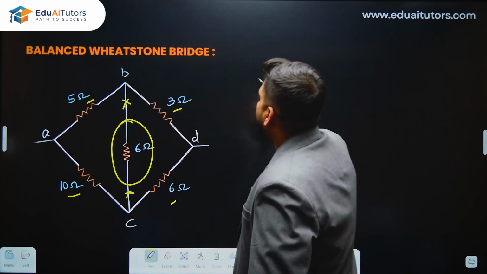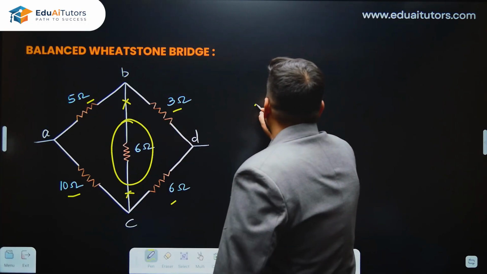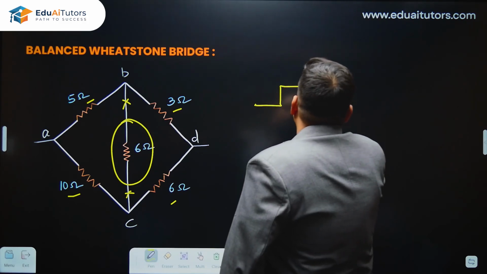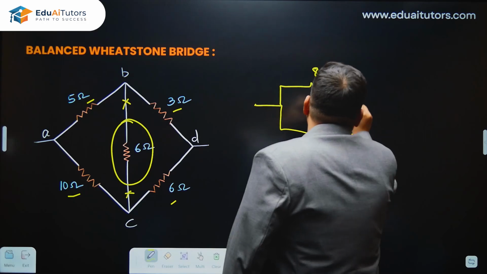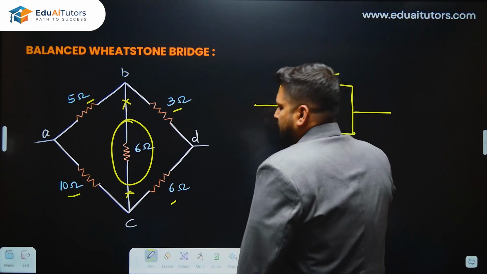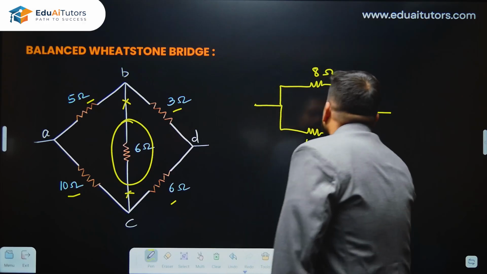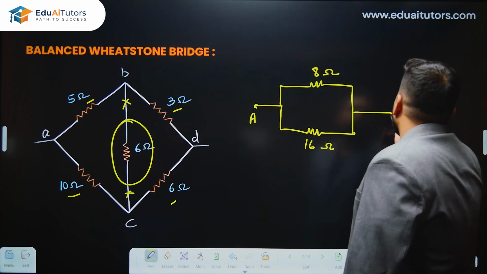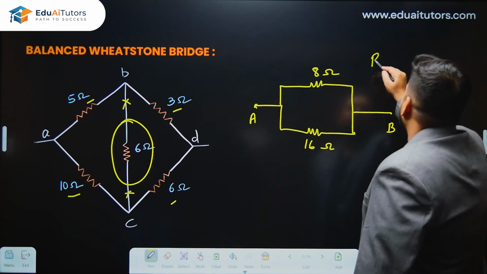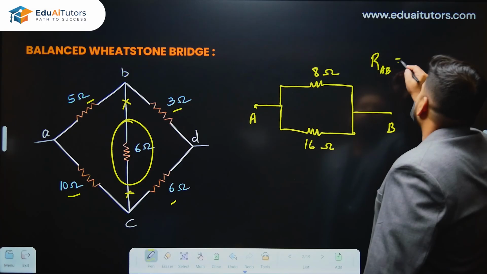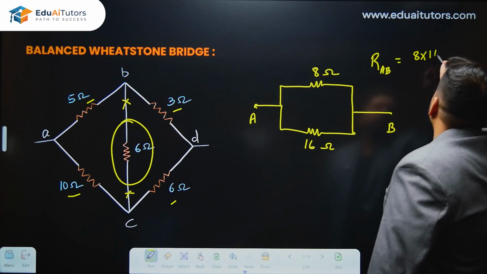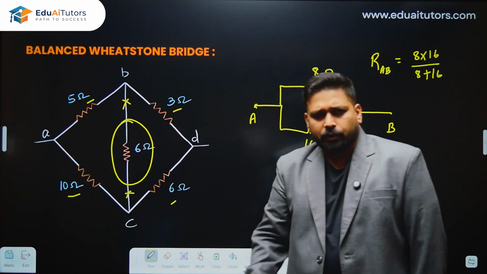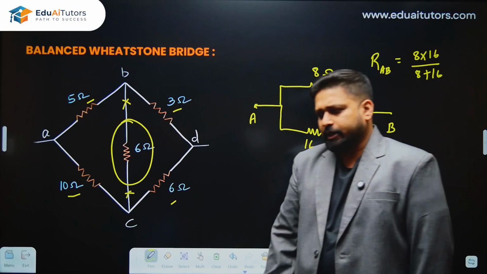All right. So you'll have a refined circuit, which is going to look like this. You'll have 5 plus 3, which will be 8 ohm, and another one, which will be 16 ohm. 10 plus 6 is 16, right? And the equivalent resistance between point A and B can be simply written as R equivalent between A and B equals 8 times 16 divided by 8 plus 16. This is how you can simply solve a question of a balanced Wheatstone bridge circuit.